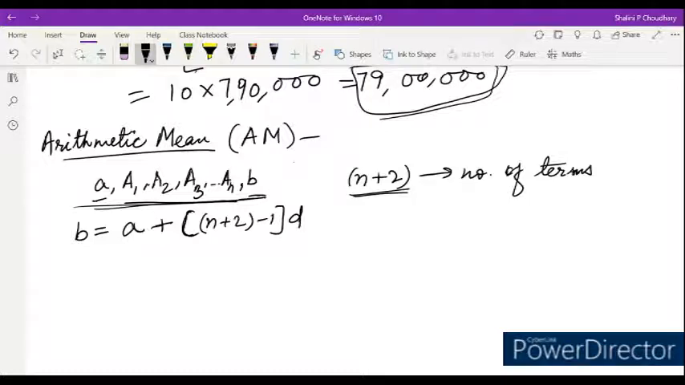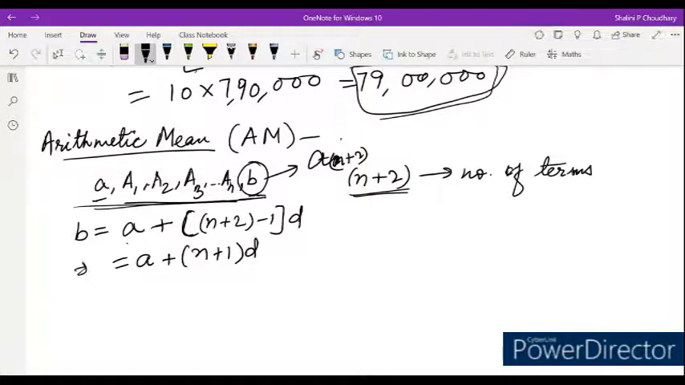So here b is what? b is basically the n plus 2th term. So we can write a n plus 2, this term is b. So b will be equal to a plus n minus 1 d. When do we use n minus 1 d? When the number of terms we are talking about is the nth term, then we write n minus 1 d. This is the n plus 2th term, so n plus 2 minus 1 will be n plus 1 d. So it will be a plus n plus 1 d. This is equal to b.